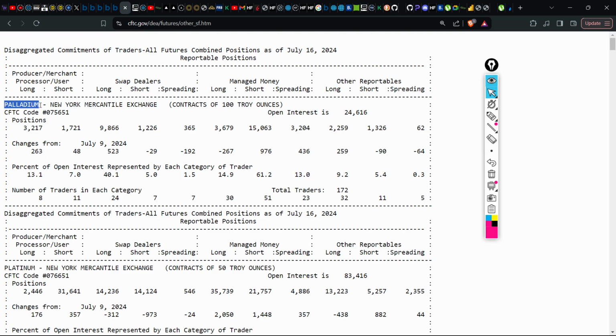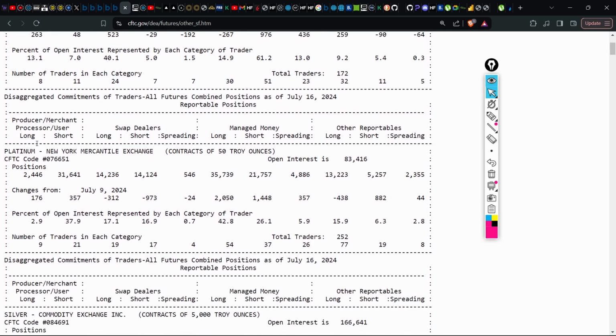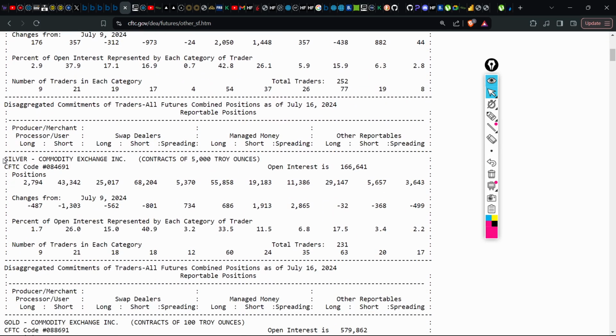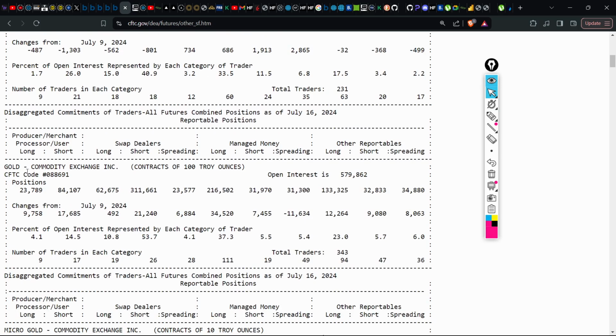Palladium, this is palladium. Don't look at that. Platinum, no. We are looking for gold. This is silver, and finally this is gold. Gold, Commodity Exchange Incorporated, contracts of 100 troy ounces. Let me pick this one. There's a producer, merchant, processor, user, long, short. You can see they are divided quite well. There's also swap dealers, managed money, and other reportables. The 4 categories stated there.